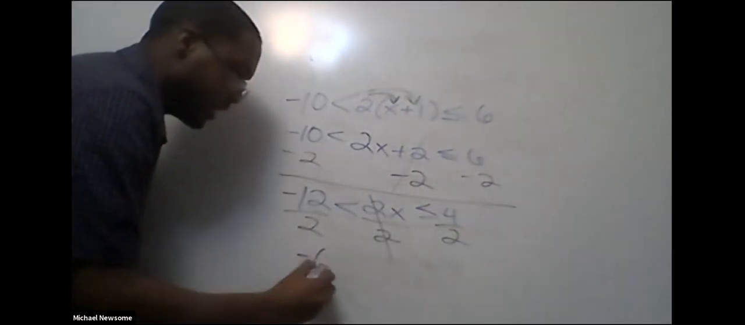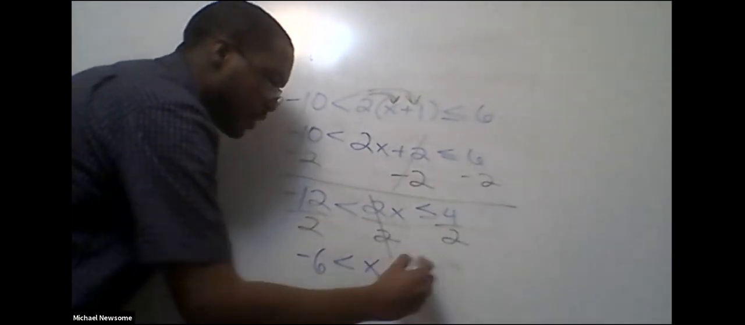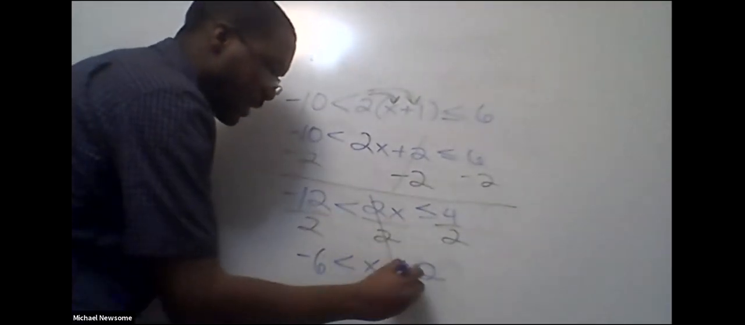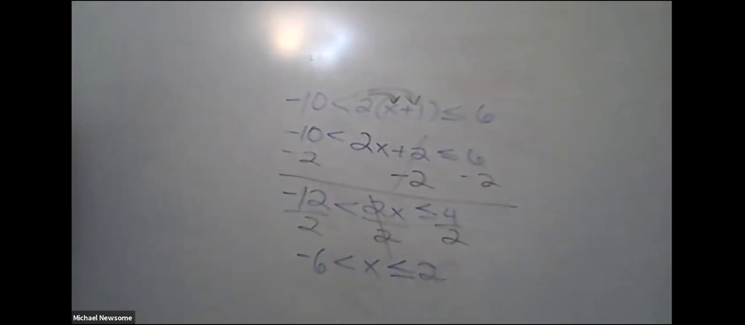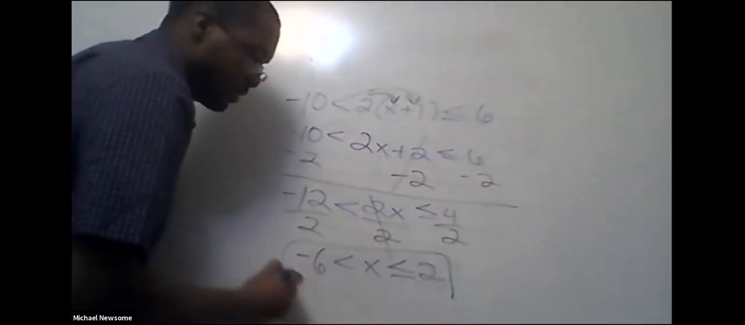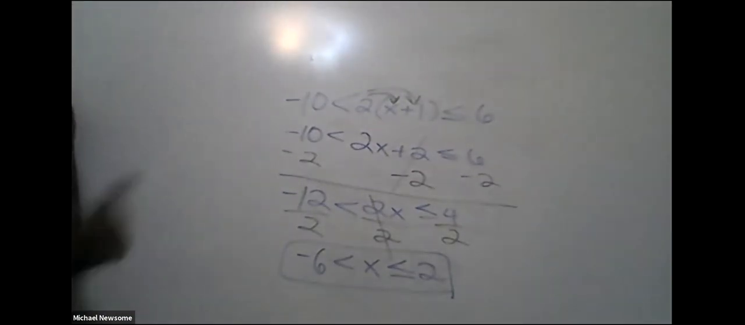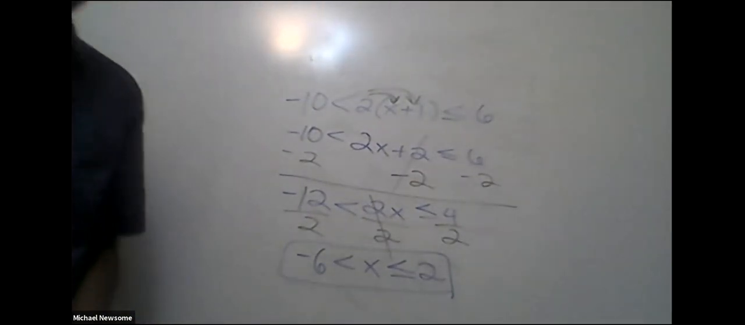I get negative 6 less than x less than or equal to 2. Okay. And let me write that a little bit better. I'm getting lazy. There we go. All right. So that's basically our answer. Now let's go ahead and write that. I'll move this over here.